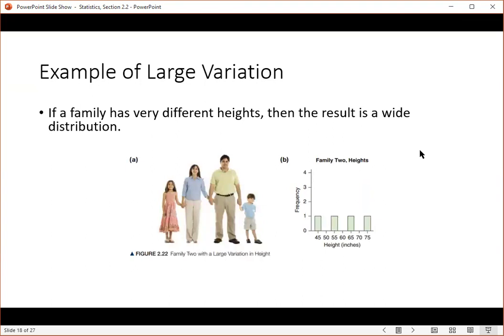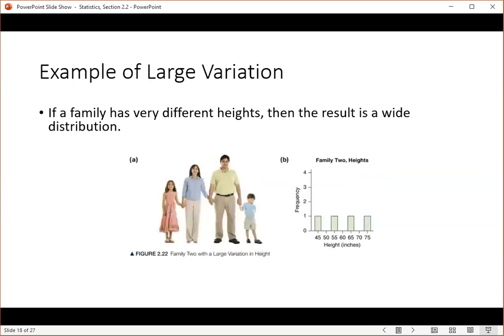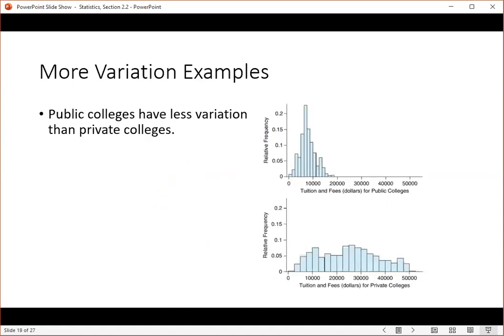By comparison, if you have a family that has very different heights, then the result is going to be a very wide distribution because everybody's different. And so you've got some members of the family down here at 45 inches, some at 55, some at 65, some at 75. A lot of variability ends up giving a very wide distribution. So a narrow distribution means a lot of sameness, small variation. A wide distribution means large variation.